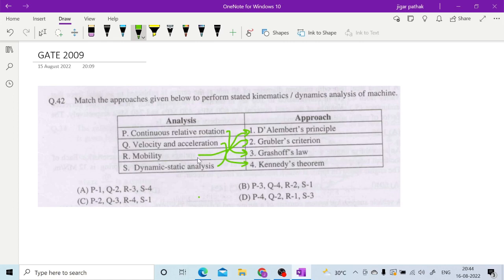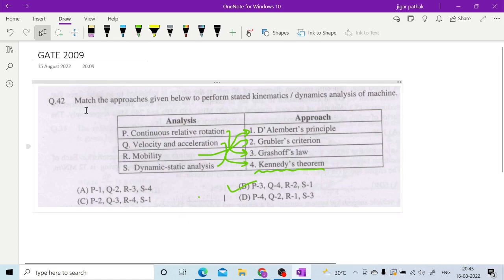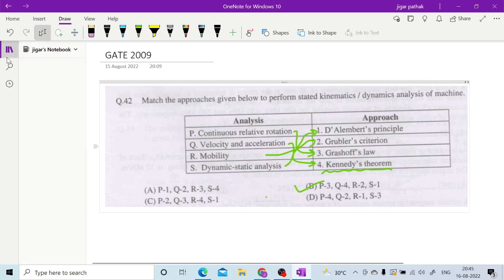Sir, may you please help us in recalling Kennedy's theorem? That we will discuss at length when we see the instantaneous center method, right? Instantaneous centers cannot lie on the same line. We will see Kennedy's theorem in detail when we see the relative velocity method. Okay, sir, thank you. So here this option B is correct, because continuous relative motion is Grashof's law, right?